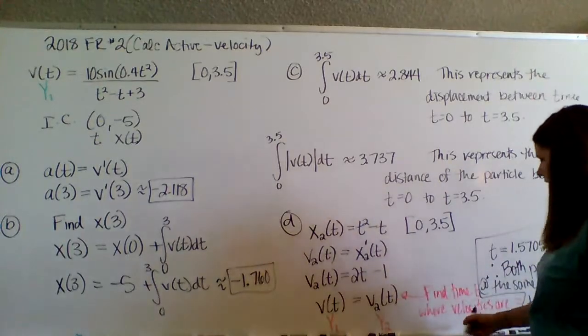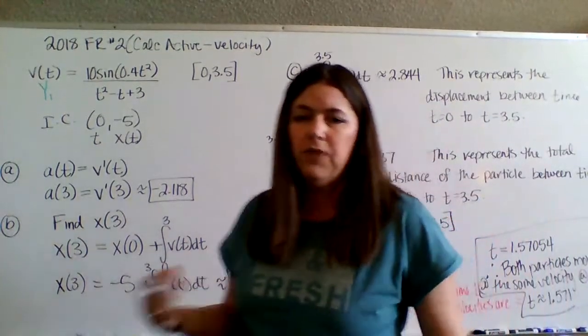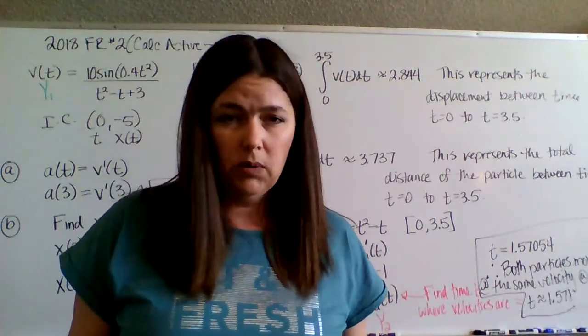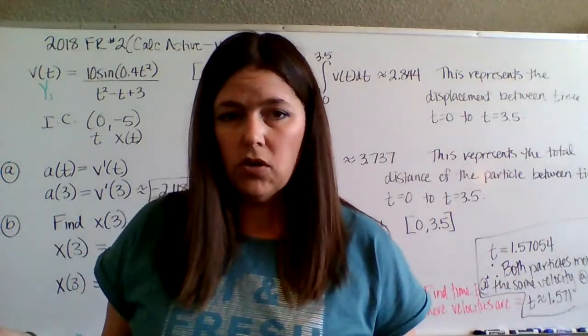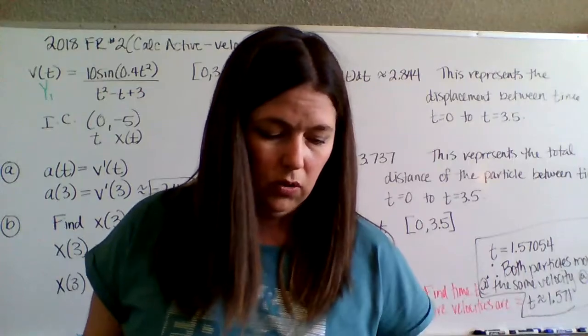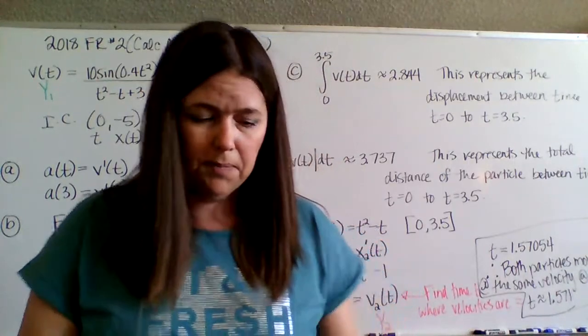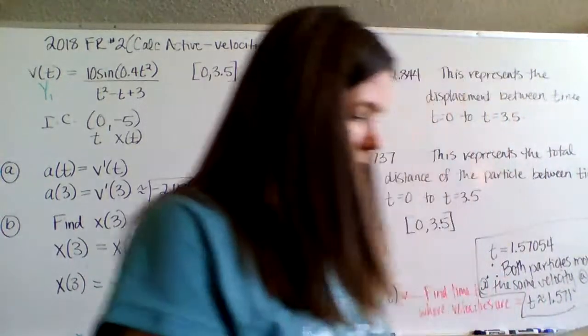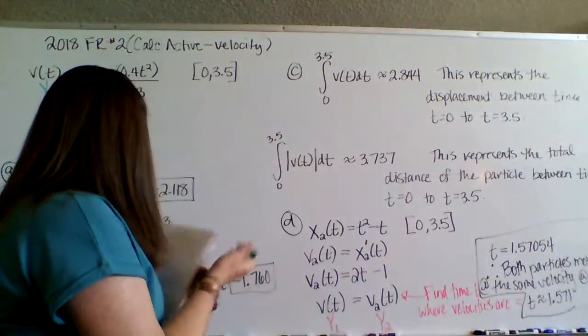So I just wrote out in red what we were doing. We were trying to find the time, find the input, find the x value where those velocities were equal, and we used the intersect feature instead of the 0 feature. So let's just go through points on this problem, and you'll know how your 9 points are split up. Okay, so part A is 1 point.